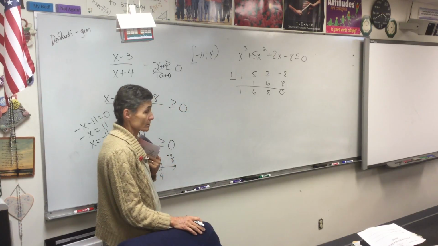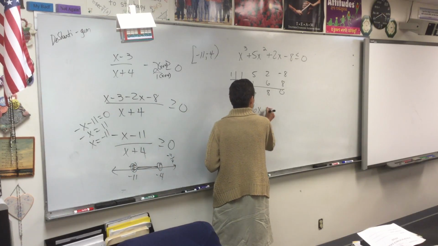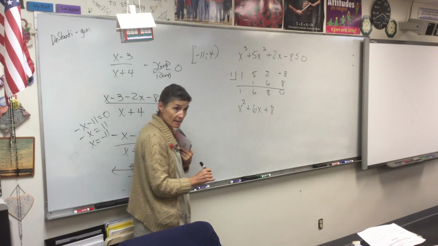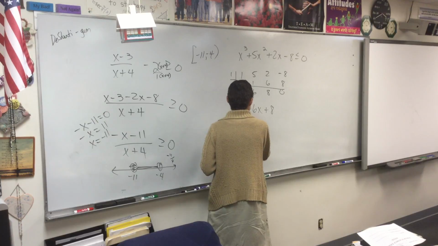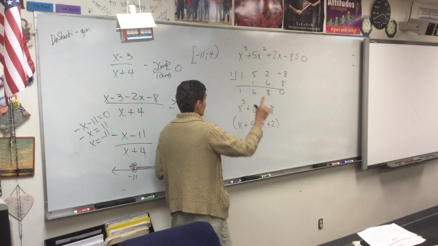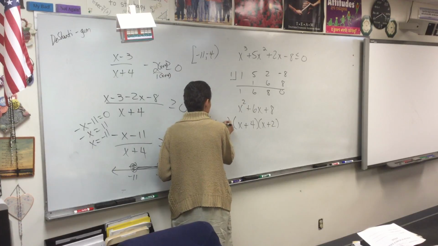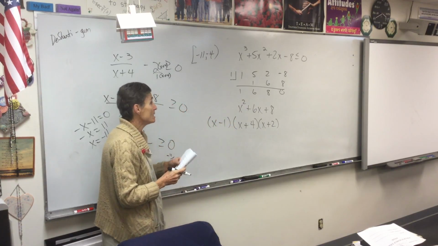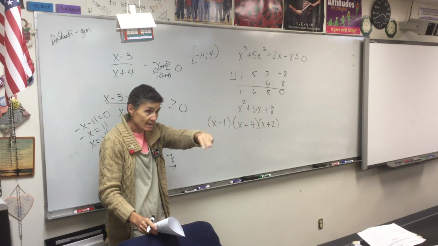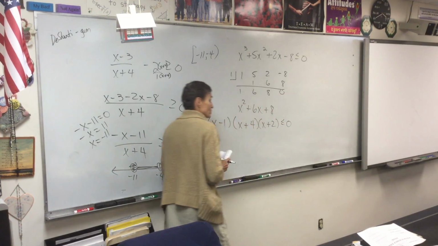The number 1 works. So what I have left is x squared plus 6x plus 8, which factors as x plus 4, x plus 2. But do not forget, that's a factor. What factor is that? X minus 1. Don't forget him. If it's an x cubed, you got to have 3 factors to get x cubed. So that is less than or equal to 0. So what now?